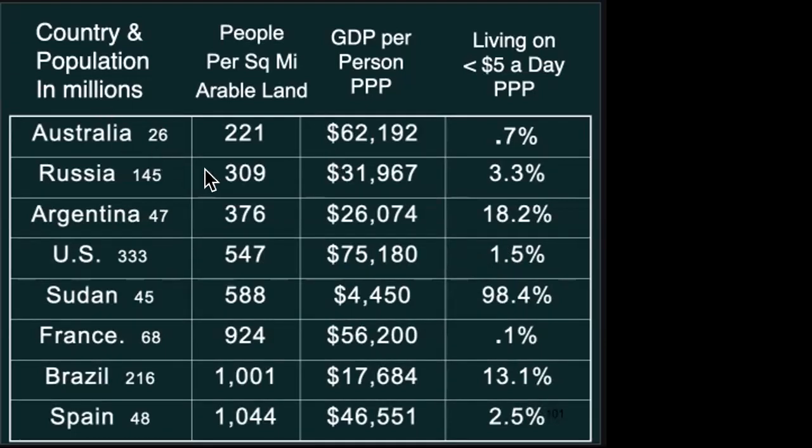Russia, 309 people per square mile of arable land. They produce almost $32,000 per person per year, and 3.3% of their population are living on less than $5 a day. And Argentina, with 376 people, produces $26,000 per person, and they have 18% of their population living in poverty. The United States, with 547 people, produces $75,000 per person per year, and only 1.5% of our population are impoverished.